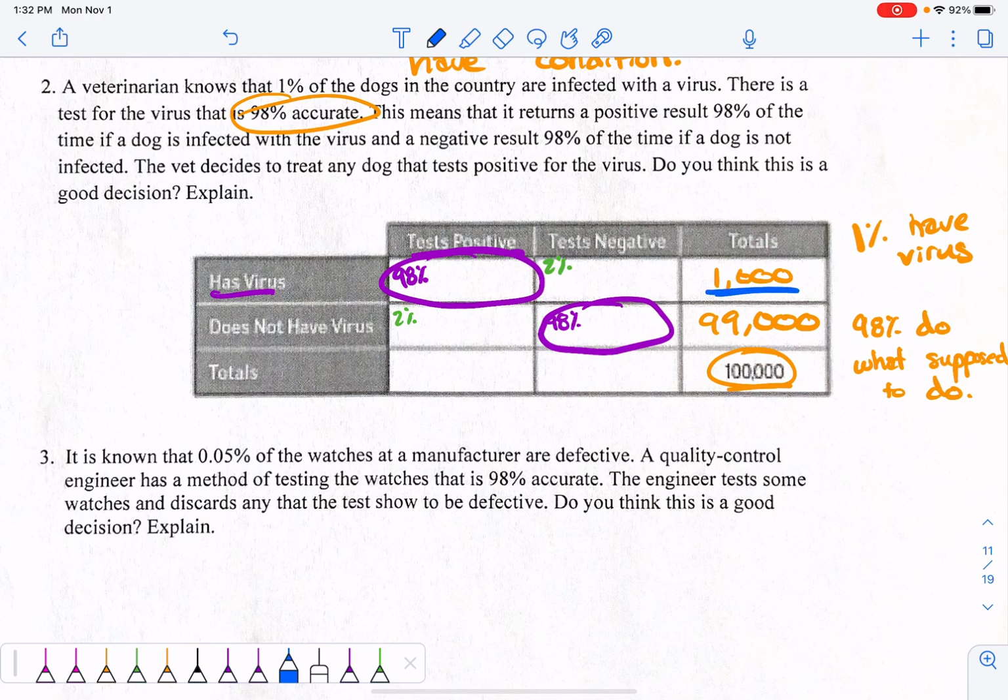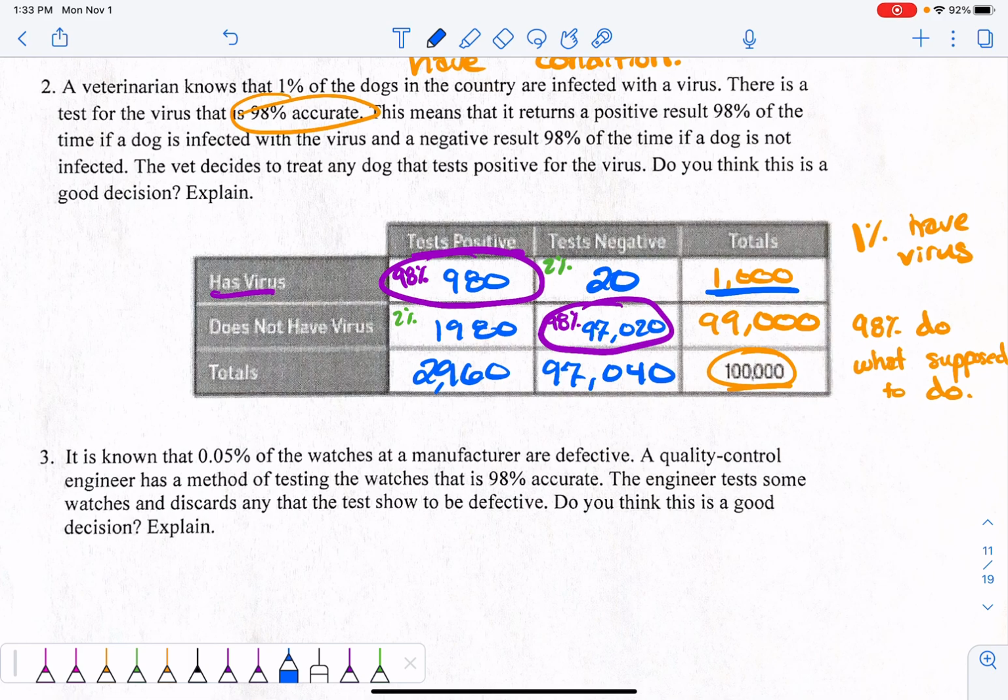So starting with this 100,000, 98% of the 1,000 would be 980, which means 2% is 20, okay? These numbers are kind of nice until we get to the bottom one, 99,000. If I do times 0.98, this number is 97,020, and if I subtract that, that is 1,980. Then I'm going to add that to the 980 to get my totals, so 2,960, and this number would be 97,040, okay? So that's how those numbers work out.